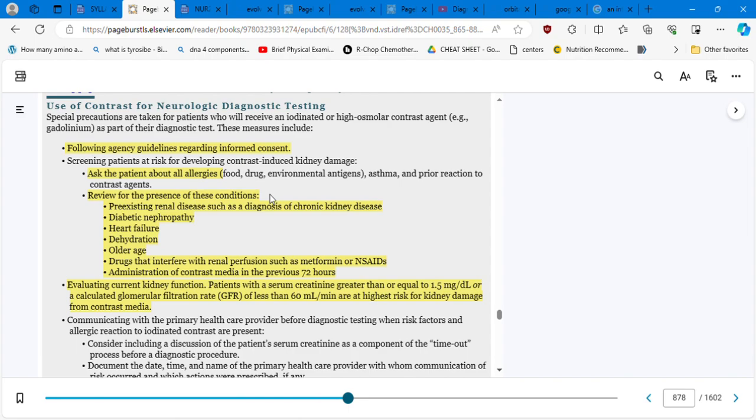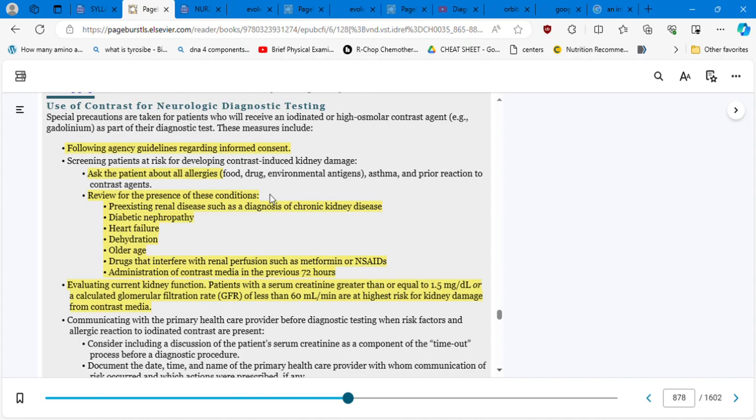Administration of contrast media in the previous 72 hours. They're going to ask you if you had any other procedures before this one, 72 hours ago. So it's all about kidney protection. Evaluating current kidney function, patients with a serum creatinine greater than or equal to 1.5 mg or a calculated glomerular filtration of less than 60.